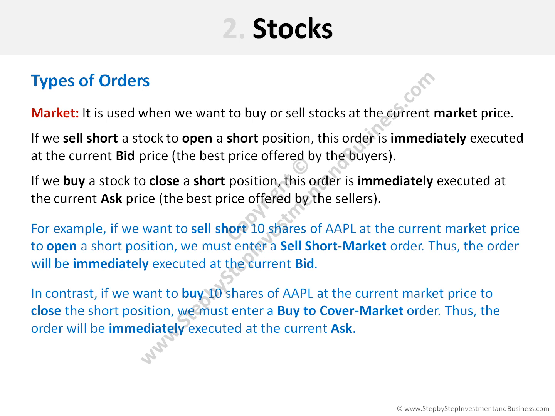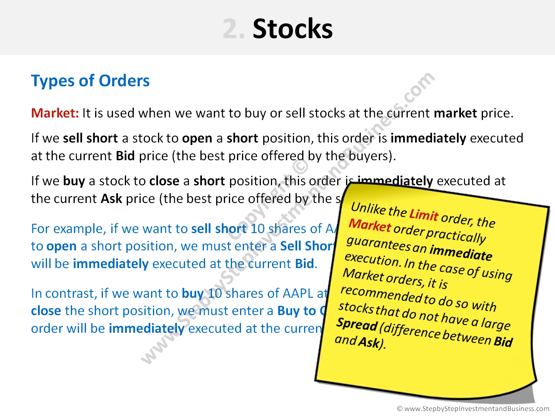For example, if we want to sell short 10 shares of Apple at the current market price to open a short position, we must enter a sell short market order. Thus, the order will be immediately executed at the current bid. In contrast, if we want to buy 10 shares of Apple at the current market price to close the short position, we must enter a buy to cover market order. Thus, the order will be immediately executed at the current ask.